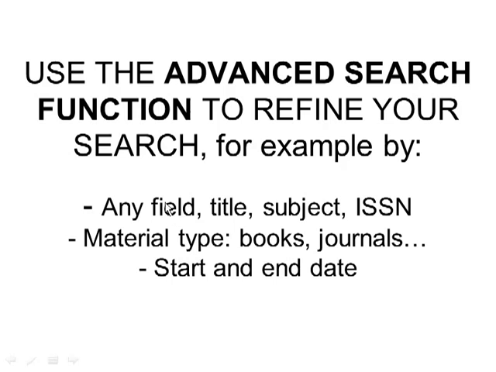You can search by field, title, subject. You can search by books, journal. You can search by start and end date. My favorite search is to search my key phrases by title. If it's not in the article's title, then it's not going to pick it up. I also like searching by keywords or abstract.